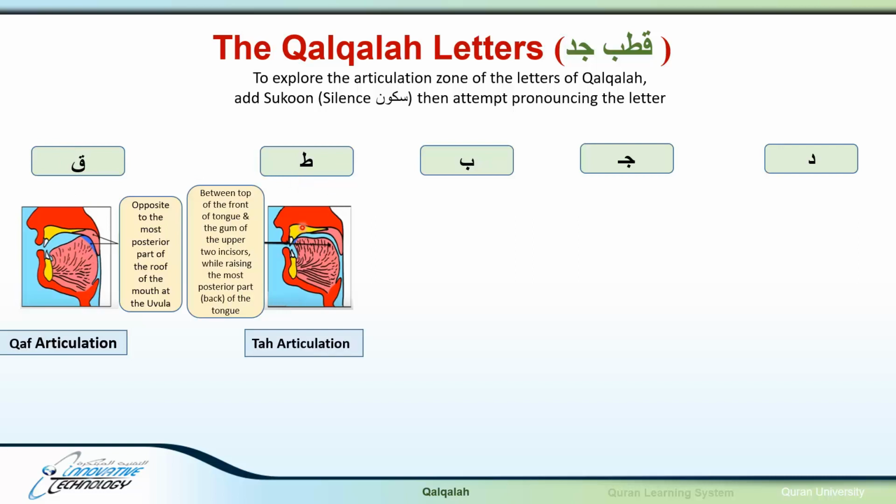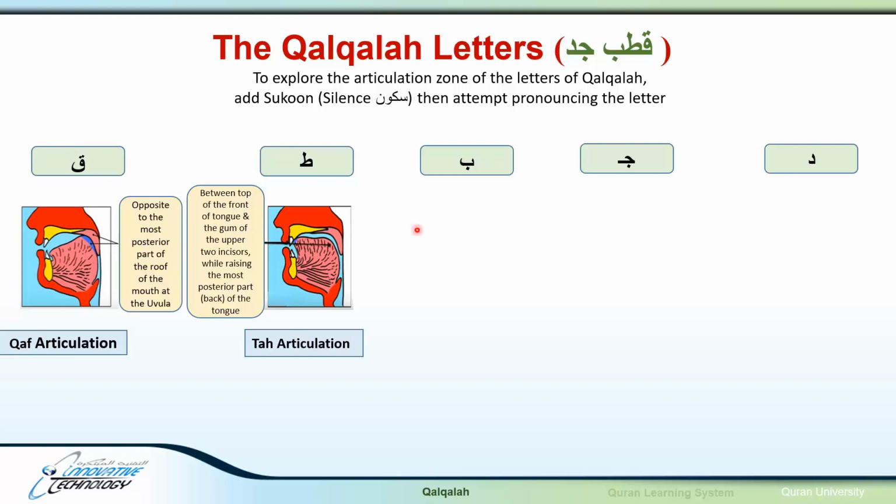Now we'll try with the Ta. It. It articulates between the top of the front of the tongue. This is the tongue, this is the front part of it, and this in blue is the top of the tip. And it is pushed towards the gum of the upper two incisor teeth, while raising the most posterior part of the tongue up. And you can see how the tongue is concave upwards here.